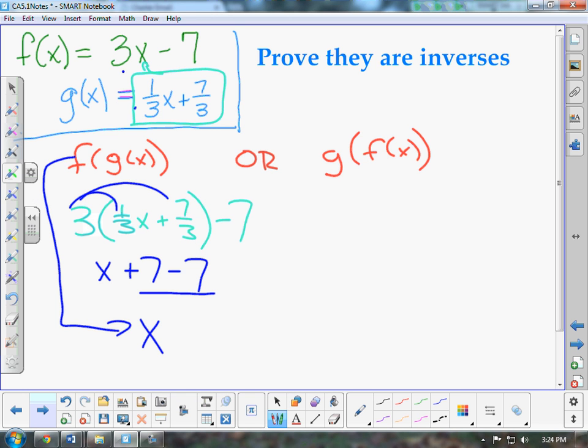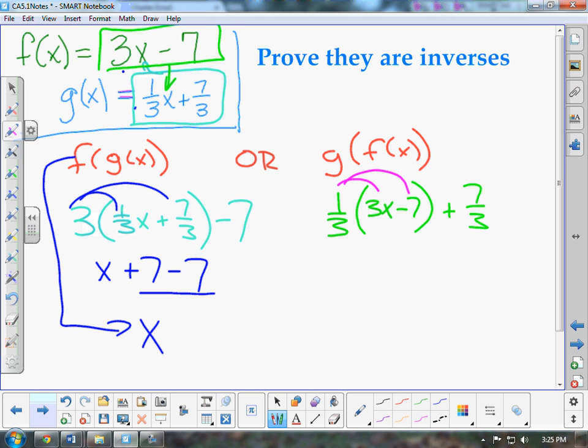If we work the other route and take g composition f of x, we are going to take that function and substitute it in for x into the g function. So then you would have 1/3 of 3x minus 7 plus 7/3. And again, distributing the 1/3, in this case, it would be x minus 7/3 plus 7/3, and negative 7/3 and positive 7/3 is 0, so you're left with just x. And so now, because g composition f of x is also just x, they are inverses. Like I said, you don't have to prove both, you only have to be able to prove it one way or the other.